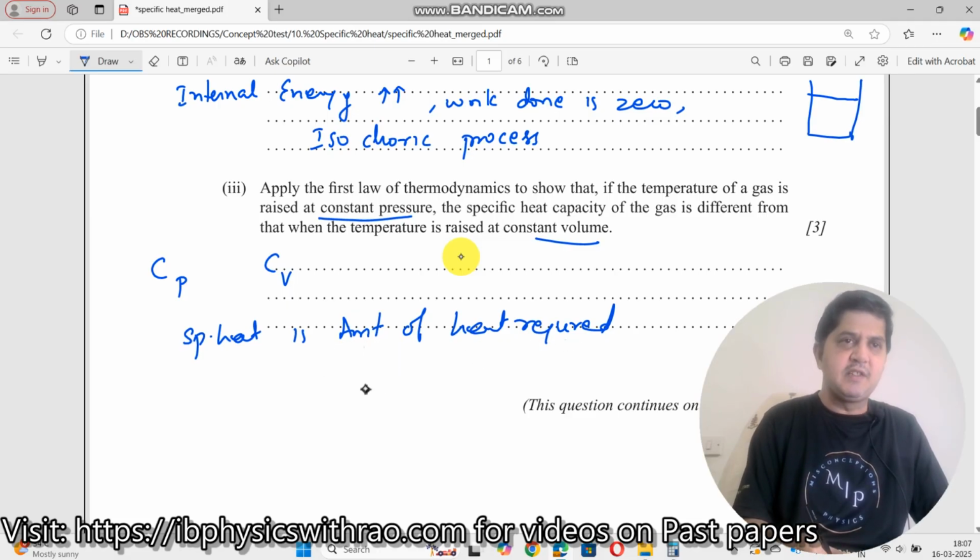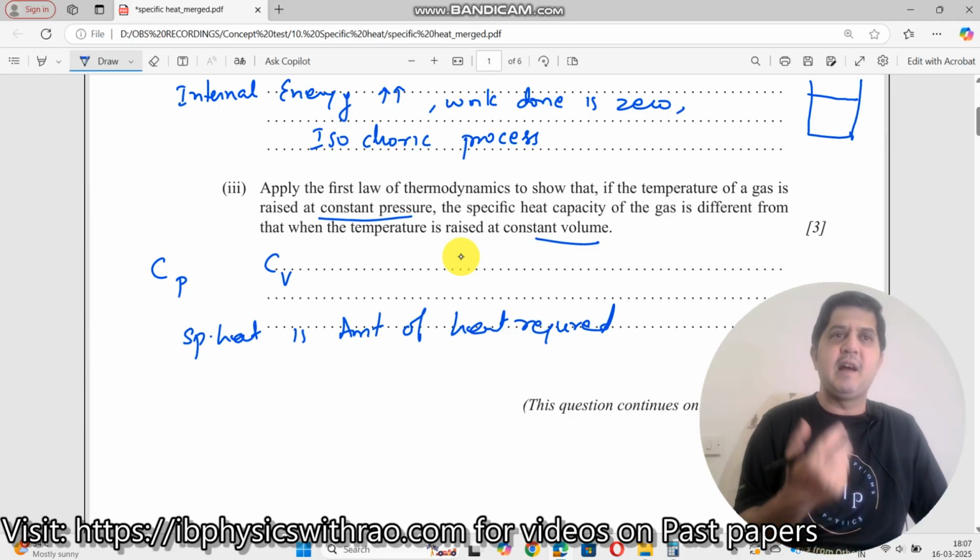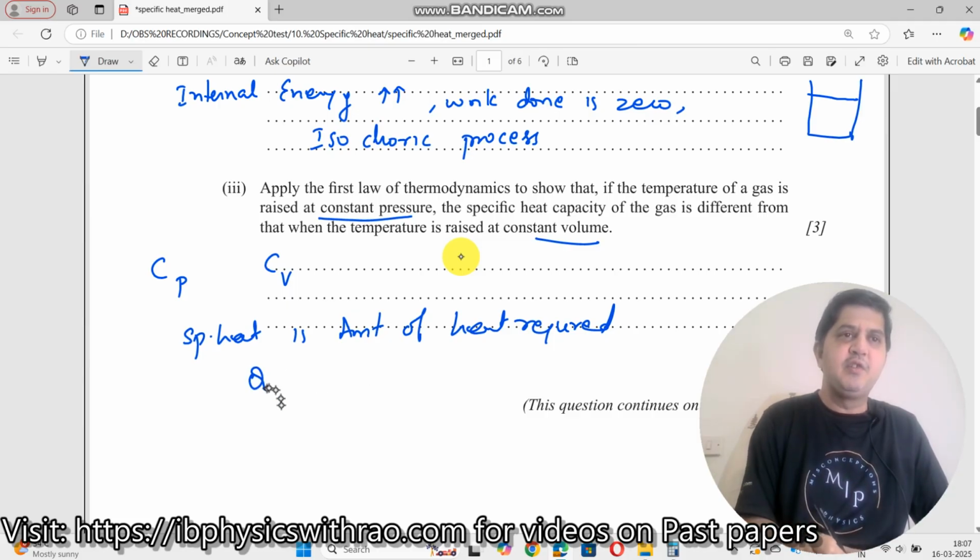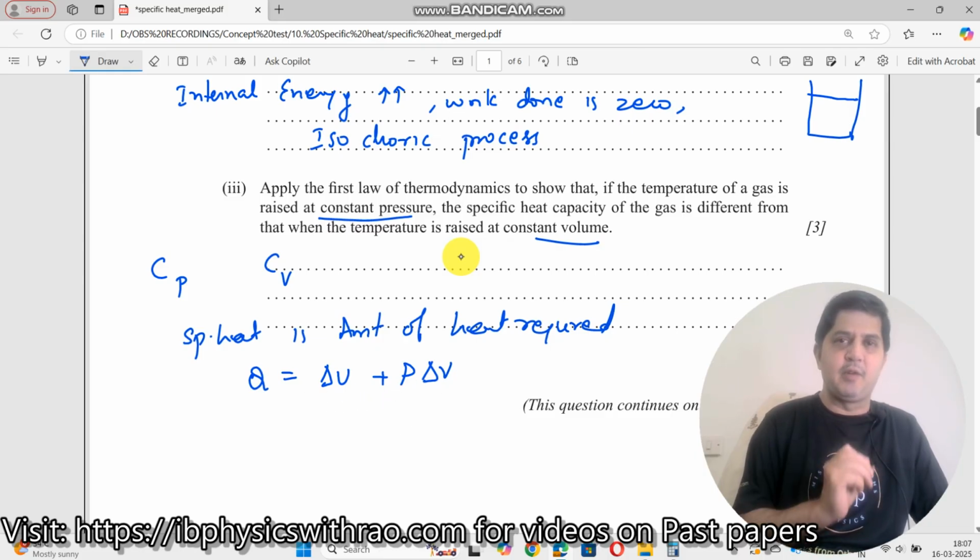Now, how do you write mathematically the amount of heat required? You will write Q is the amount of heat required. So what does this Q do? When you supply some amount of energy, it either increases the internal energy or it increases the work done. What is this statement? This statement is nothing but the first law of thermodynamics, right?